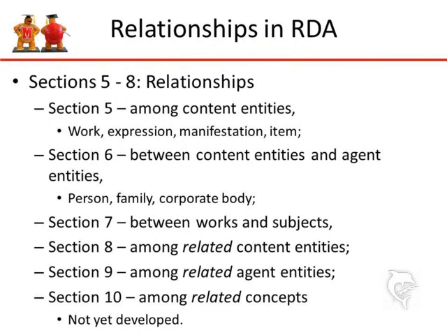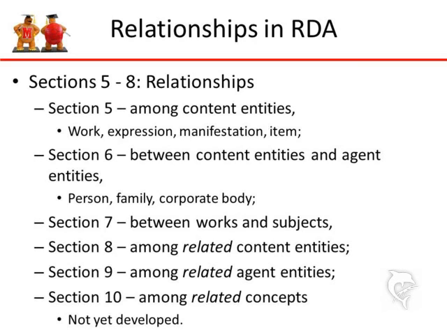Similarly, in sections 5 through 8 that describe relationships, we again see a systematic breakdown for how to describe relationships among different groups of entities. So, section 5 is instructions for describing relationships among any of the four different content entities. So, among work and expression, expression and item, manifestation and item, so on and so forth. So that's all described in section 5.